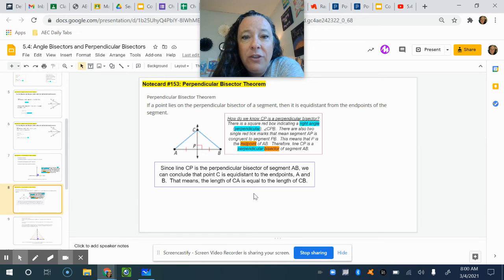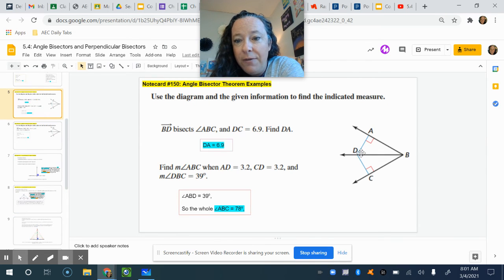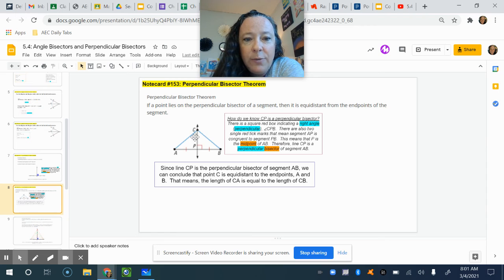All right, note card 153. Of course, there are some special relationships, and this is the perpendicular bisector theorem. If a point lies on the bisector, so right here, this is the bisector, the point C lies on the bisector, then it's equidistant to the endpoints. Remember, with angle bisector, this point was equidistant to the sides of the angle. On this one, this point is equidistant to the endpoints. That's the biggest difference. And I went through how we know it's a perpendicular bisector and all of that.